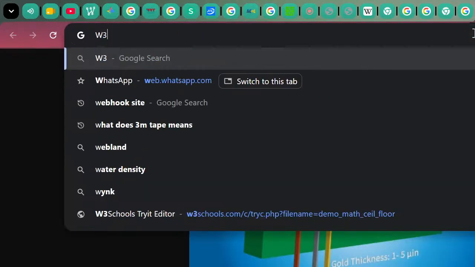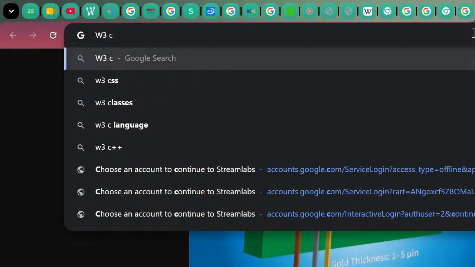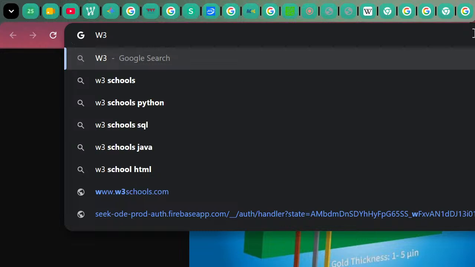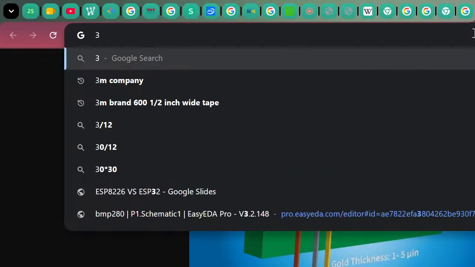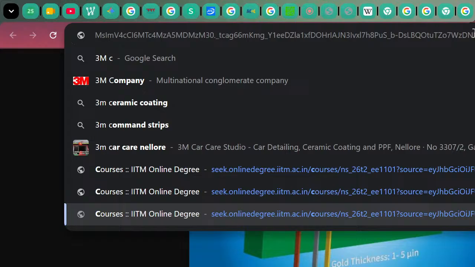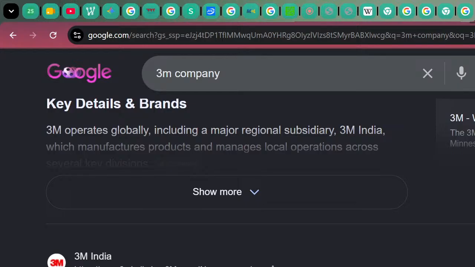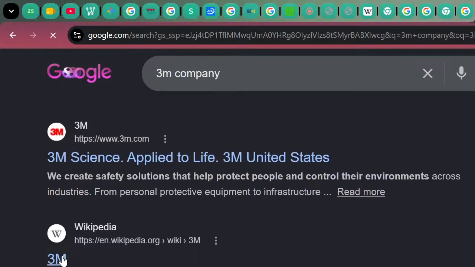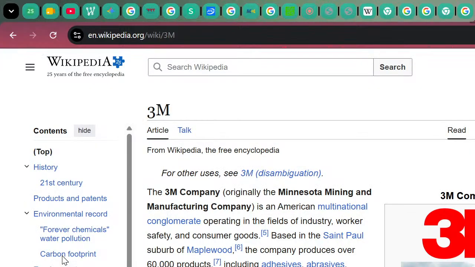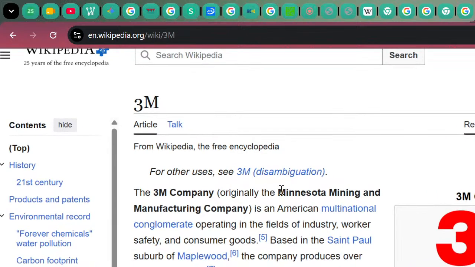So before discussing the tape test, we need to discuss one company. The company name is W3 or 3W. Let me check. So it is the 3M company. See, this is the website of the 3M company. You can find more information in Wikipedia as well. So 3M, where the first M refers to Minnesota, the second M refers to mining, and the third M refers to manufacturing. Yeah, here it is mentioned: Minnesota Mining and Manufacturing Company.